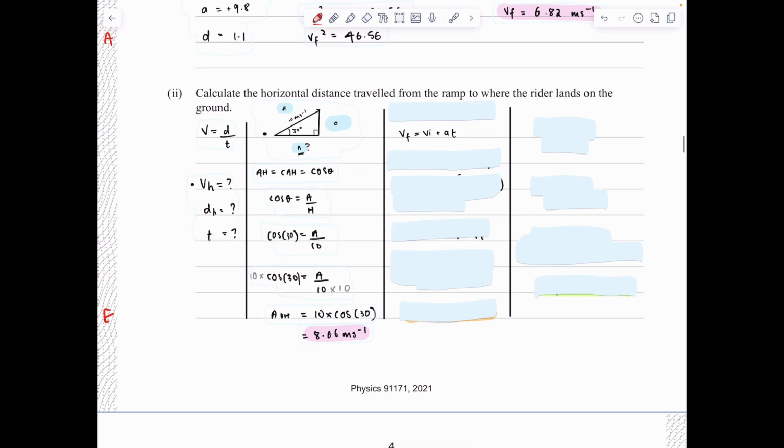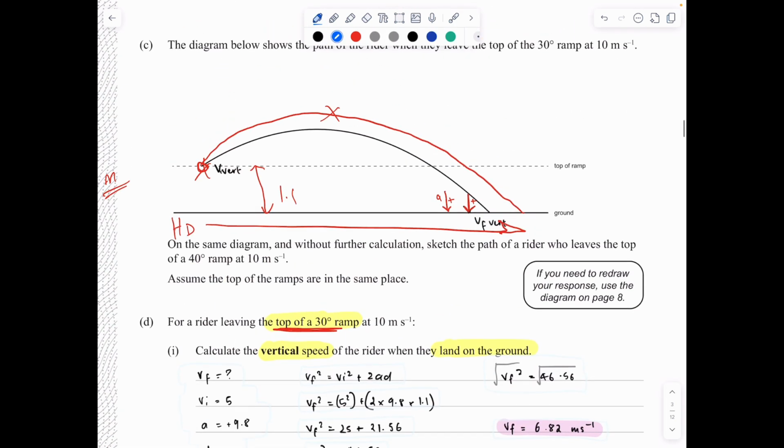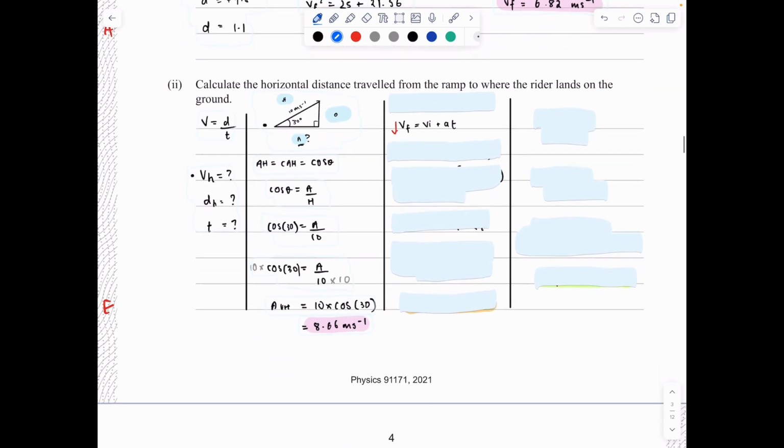Okay, why isn't this working? Let me try that again. There we go. Okay, our final velocity is going down. Our initial velocity over here is going up. Acceleration always goes down, okay? So, based on these vectors that I've just drawn, let's assign positive and negative signs, okay?